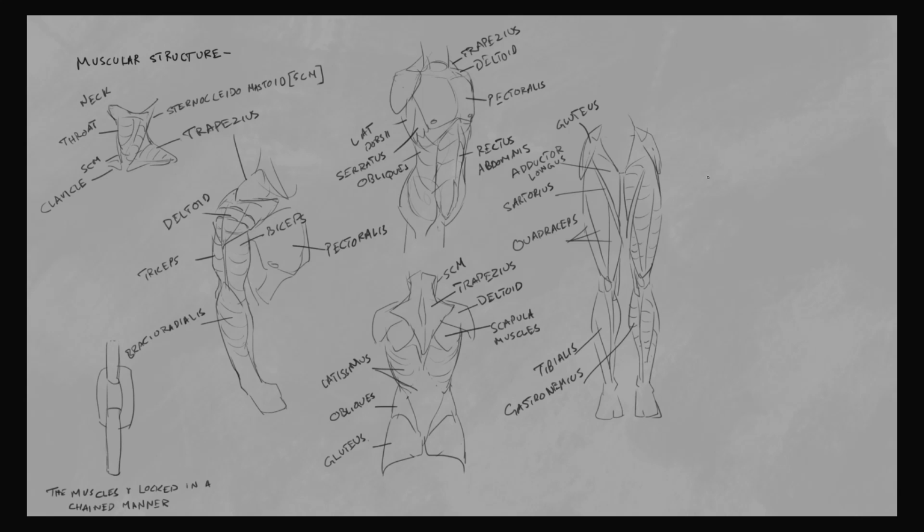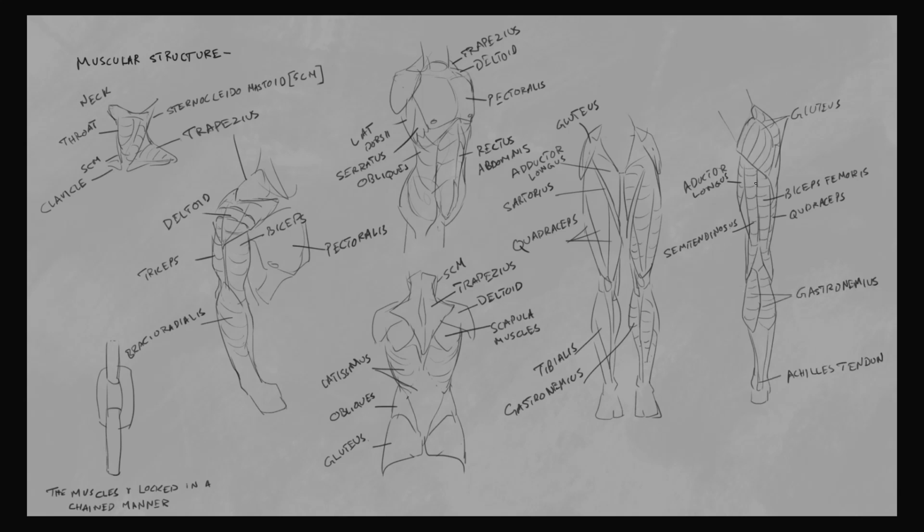Okay, now for the back of the leg, the major muscle group is the gluteus muscle, which your bum is made up of. The back of the thigh is made up of biceps femoris and semitendinosus muscles, which are tubular in shape, and the adductor longus is of course an important muscle to show. Then the lower leg is made up of two muscles, the gastrocnemius and soleus. The soleus muscle sits inside the gastrocnemius, and the gastrocnemius muscle is joined to the heel by the Achilles tendon.